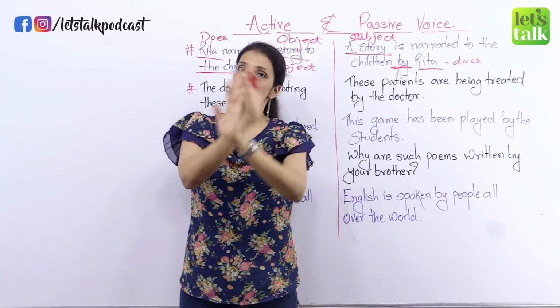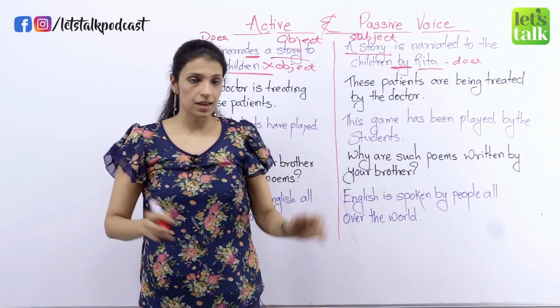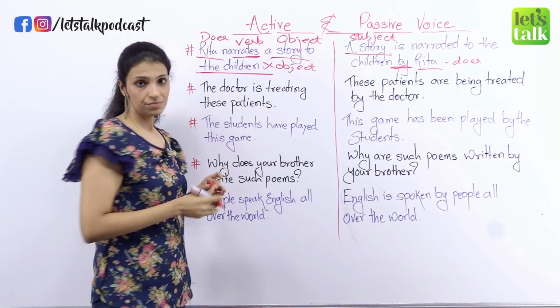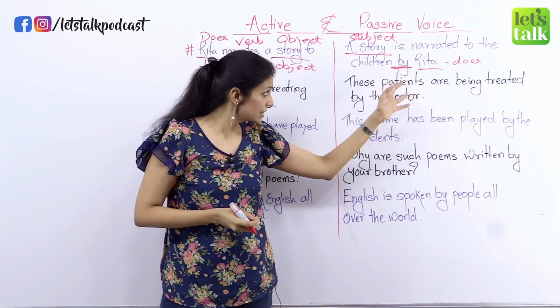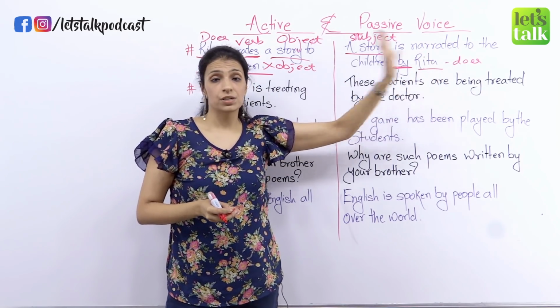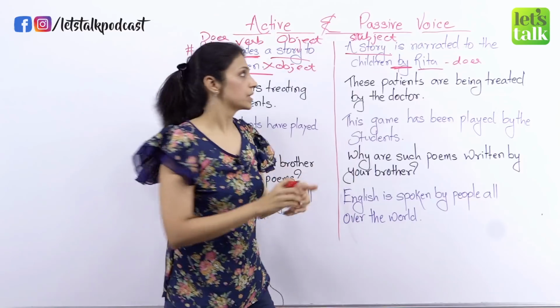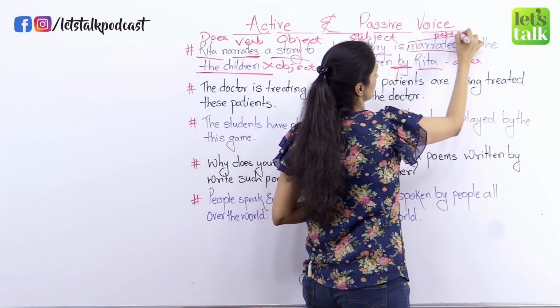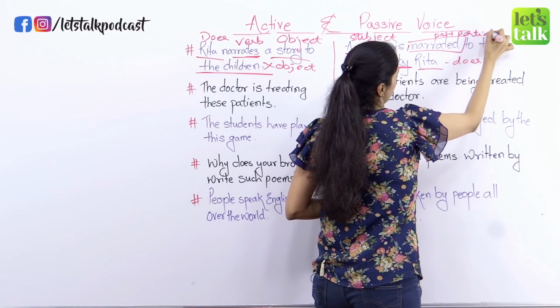So subject becomes object, object becomes subject. Now, my verb is in the present tense, narrates. When I put it in passive voice, I will put it in past participle, not the past tense, that's past participle. So narrated is the third form or the past participle, okay.